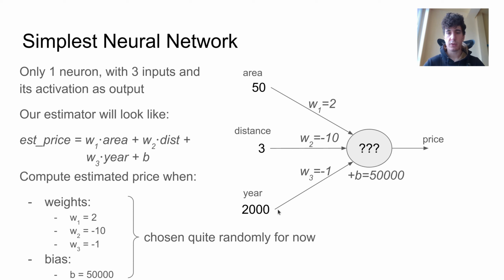Now let's try to do an example. So let's say the first weight is 2, the second weight is minus 10, and the third weight is minus 1, and b is 50,000 euros. These are just quite random. Let's see the result. Put a pause here and try to compute the activation of this neuron, like the estimated price.